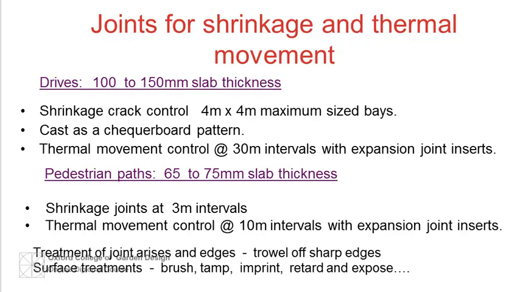If the drive is more than 60 meters long, there will be a need to form thermal expansion joints right through the concrete slab at 30-meter intervals with 18-millimeter bitumen impregnated fiberboard. Place similar materials between the concrete and any wall or other obstruction against which the slab abuts. For thin 75mm slabs used for footpaths, reduce the distance between shrinkage joints and expansion joints to about 3 meters and 10 meters respectively.